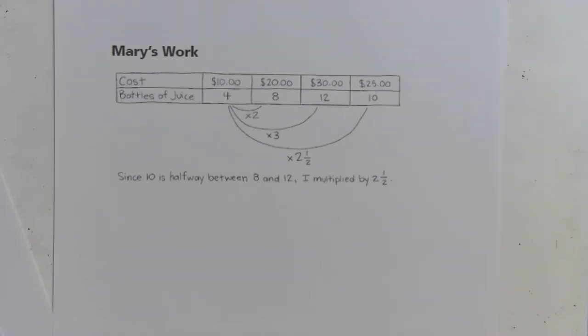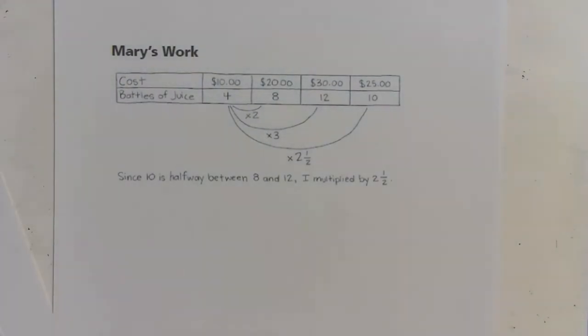Why did she go back to 10 bottles of juice? Correct, she went back because she's trying to find the cost of 10 bottles. So since 10 is halfway between 8 and 12, she recognized that she needed to multiply the terms in the rate by the number halfway between 2 and 3. What number is halfway between 2 and 3? Correct, 2.5. So that's why she multiplied by 2.5 here. When she multiplied the cost by 2.5, she got 25.